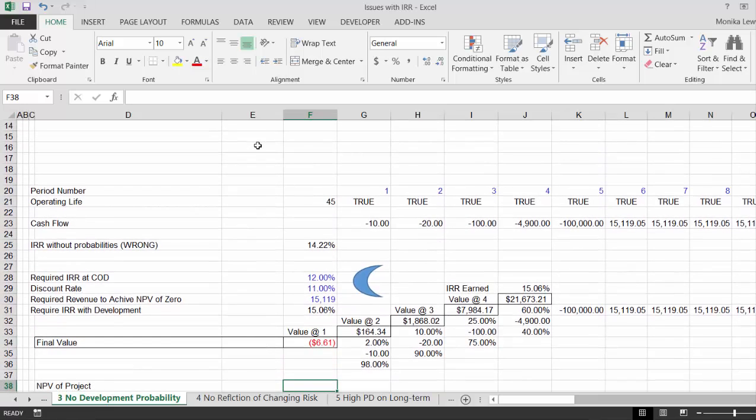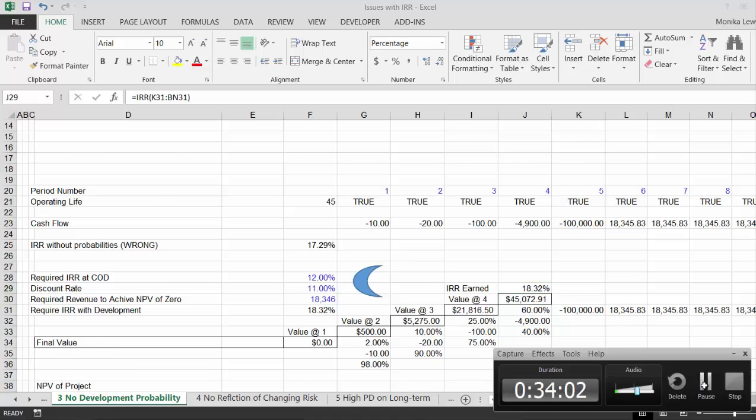Okay, and now if we redo this, in order to get a real required 12% return, we need a 17% return. Now, just a minute. I'm gonna have to think about this for a second.